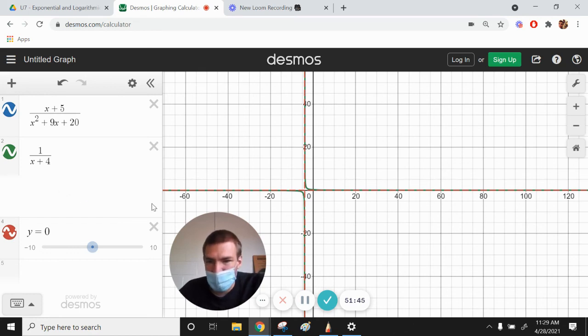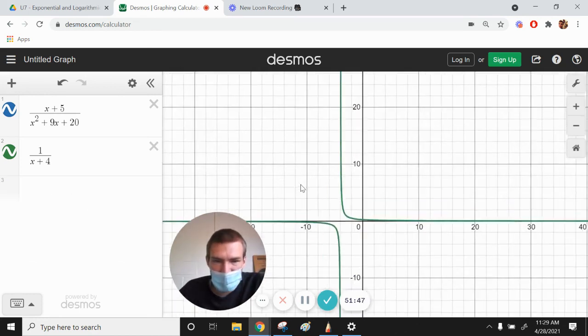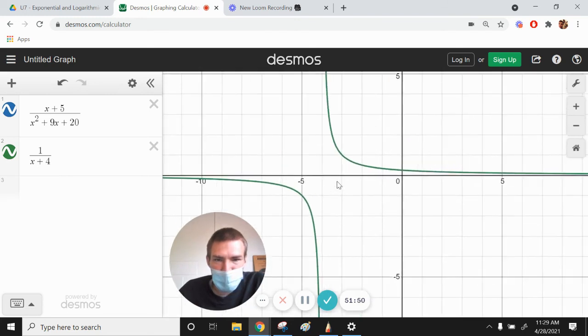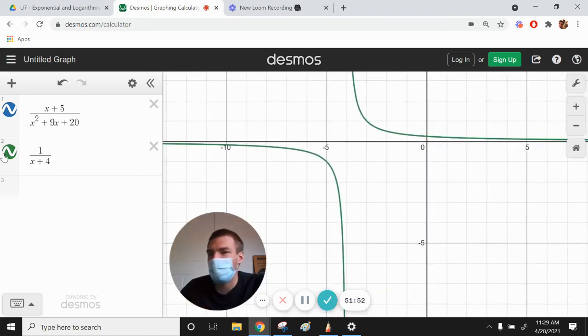If we go back, I told you guys, look, we've got a blue graph and a green graph. The green graph is the simplified version. The blue graph is the not simplified version. Now, the blue graph has the hole still included in it, right? And the green graph would not have a hole because the green graph doesn't have anything that's going to cancel out. But in the blue graph, we know the x plus 5s will cancel out.